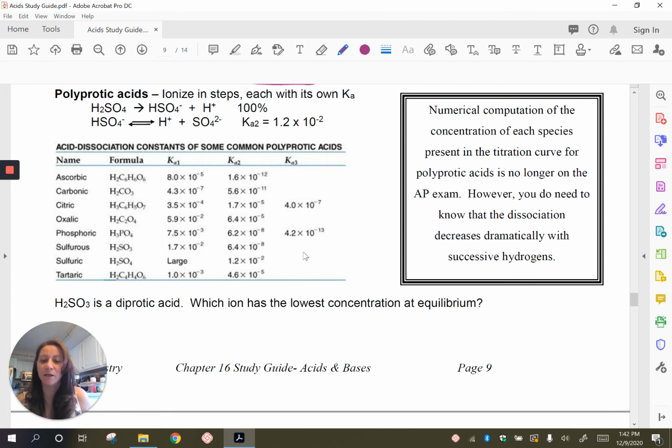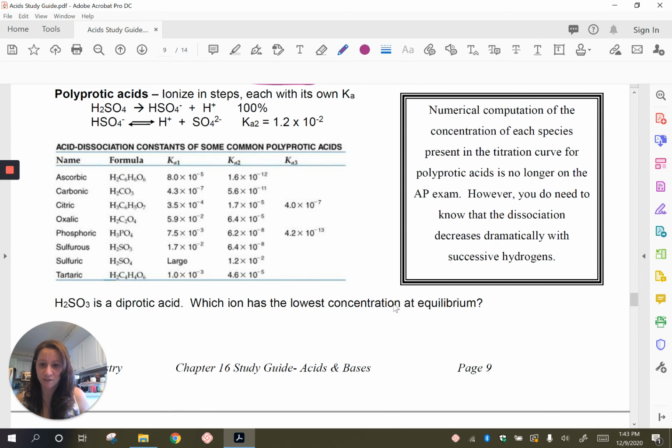So they used to, in the past, ask you, hey, if I have H2SO4 or citric acid or something like that, any polyprotic acid, what is the concentrations of the different ions, or what is the pH or something like that? And you'd have to do 2 or 3 ice charts to get to that. That is out of the AP exam. You will not be asked to do computations with that. However, you do need to realize that the extent of dissociation decreases from the first proton to the second to the third, and be able to apply them.